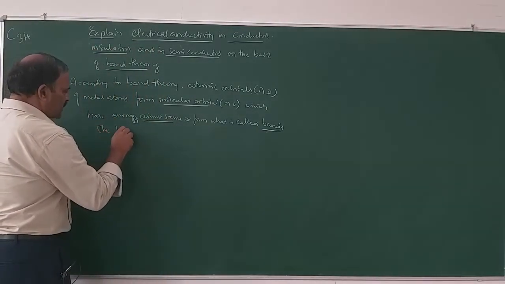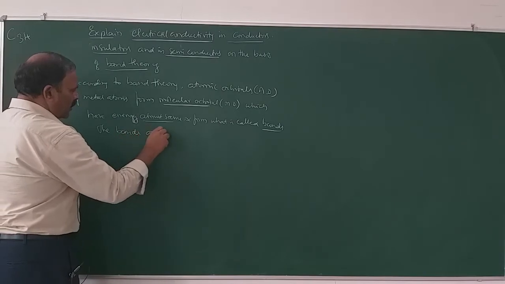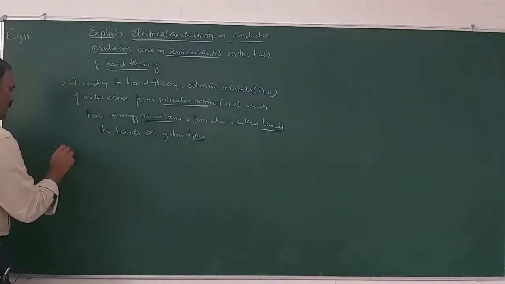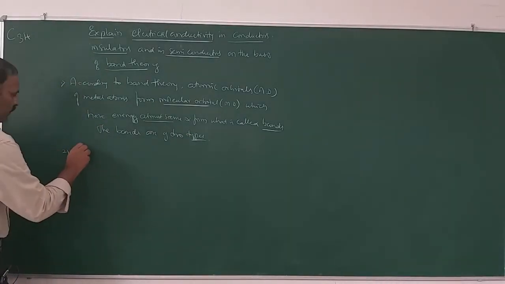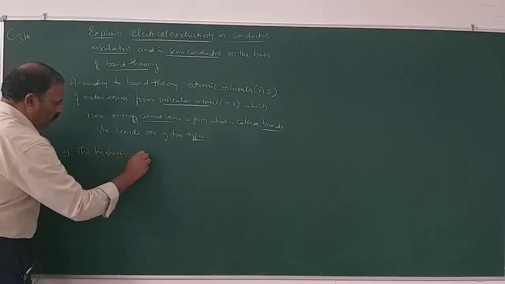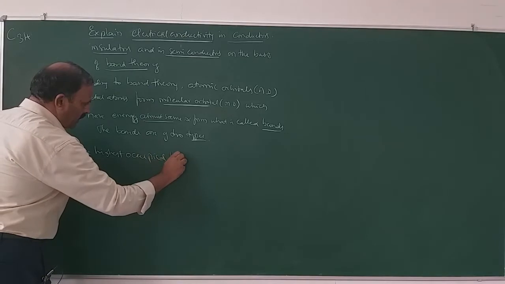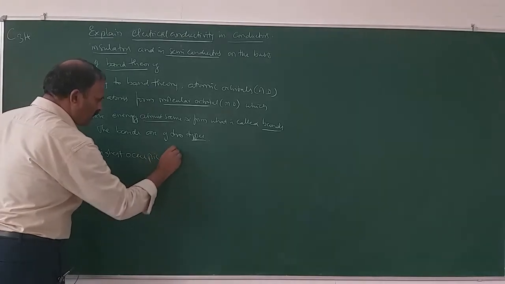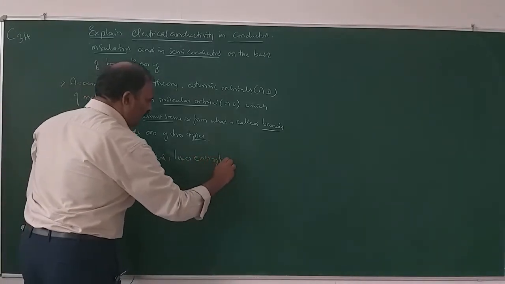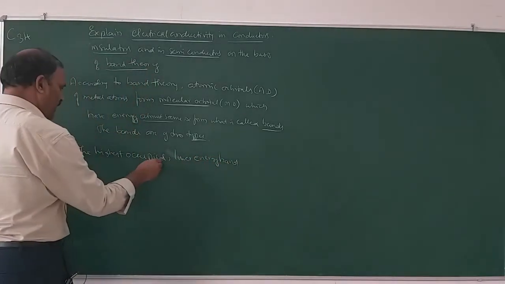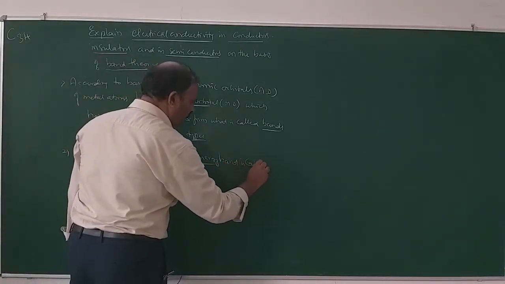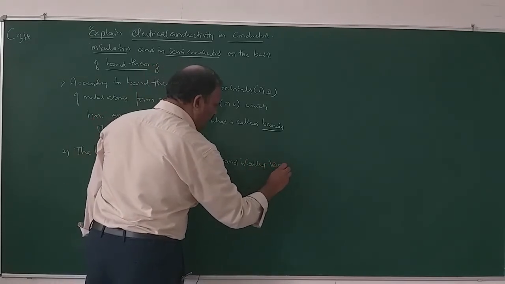So the bands are of two types. Second point, the highest occupied, lower energy band is called valence band.